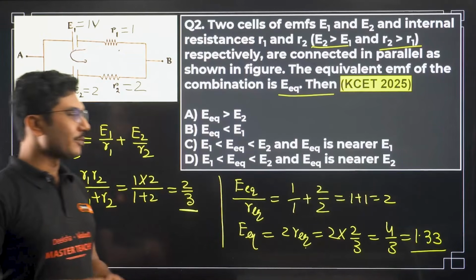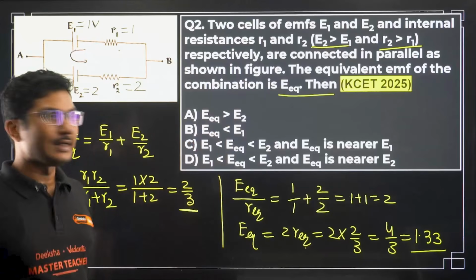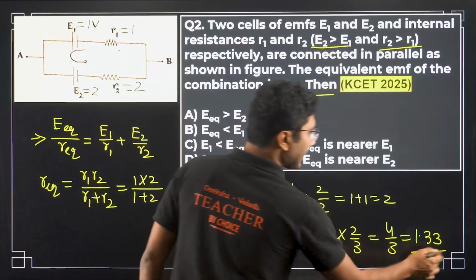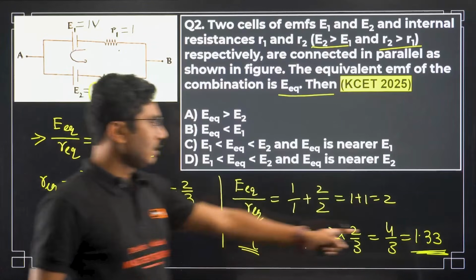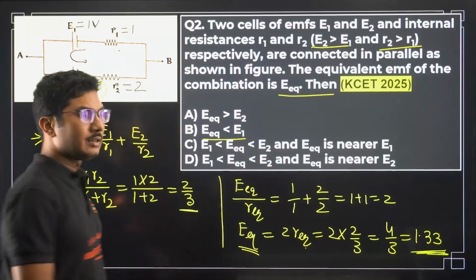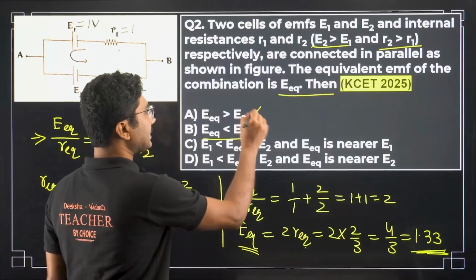Now let's see which of the conditions can be correct. So EEQ is greater than E2. EEQ, is it greater than E2? E2 is 2. Is it greater? Obviously not. EEQ is less than E1. Is it less than 1? No. So these two statements are incorrect.